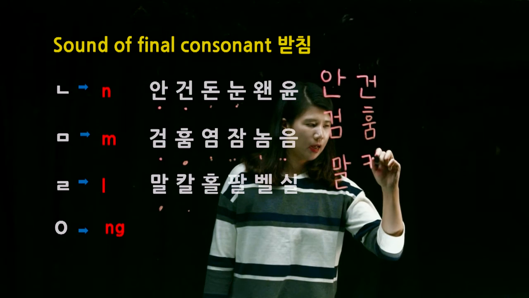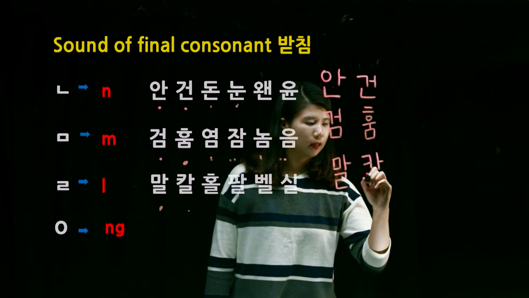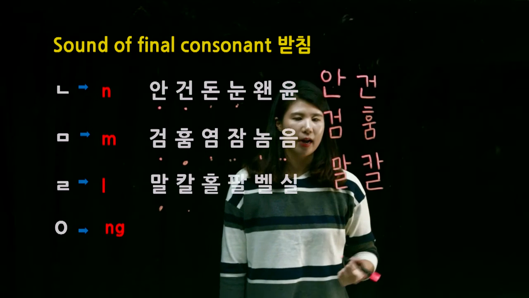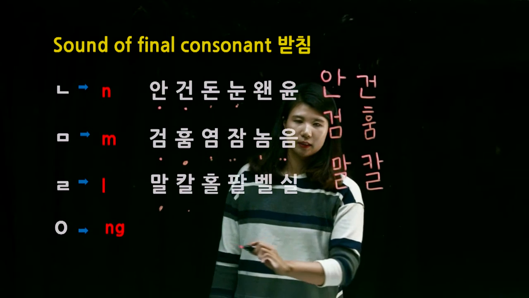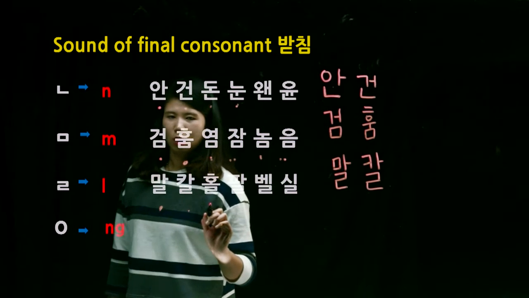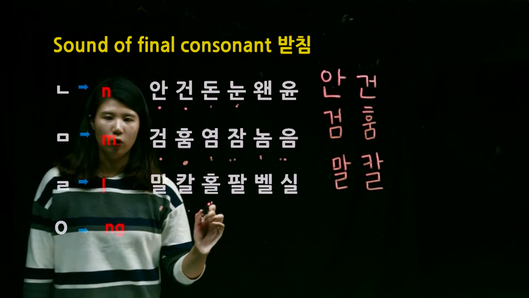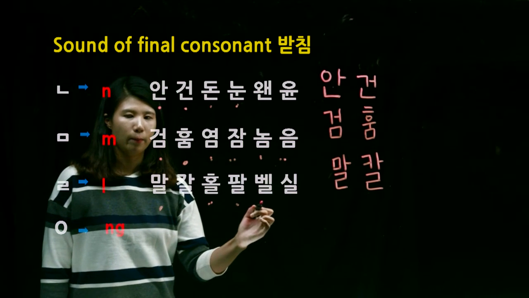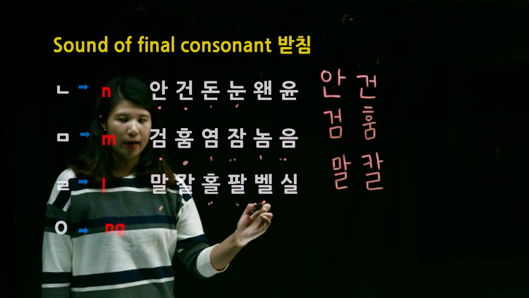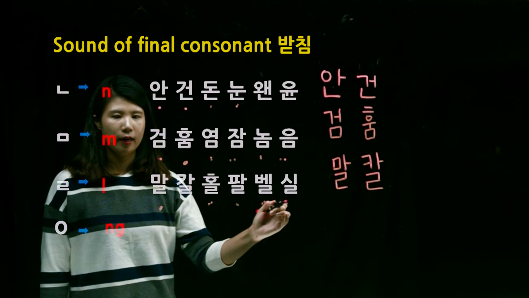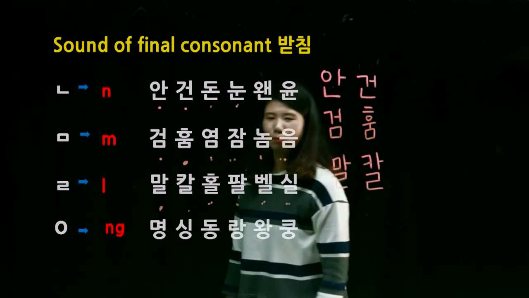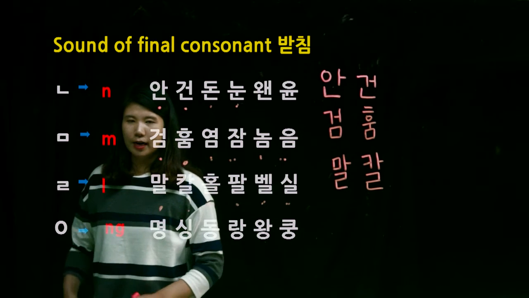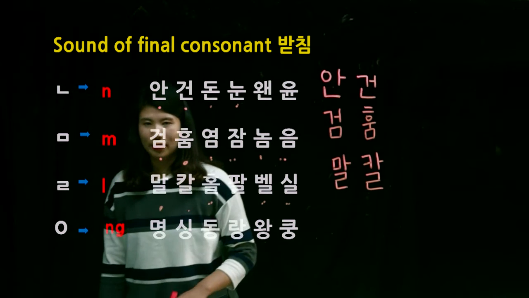카. And 르. 칼. Very good. Okay, you can do the rest. 홀. 팔. 벨. 실. Remember, I said iung is not silent when it comes as a final consonant. It has the sound when it comes as a 받침.